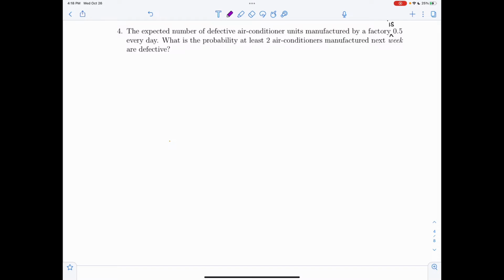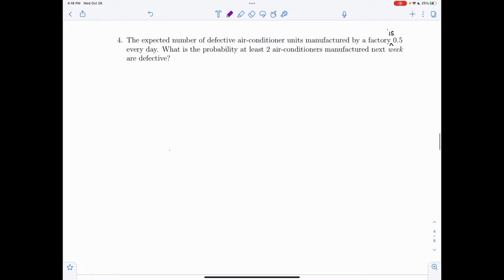What are we told? The expected number of defective air conditioner units manufactured by a factory is 0.5 every day. What's the probability at least 2 air conditioners manufactured next week are defective? Okay. So now what we want is to find the probability at least 2 are defective next week.